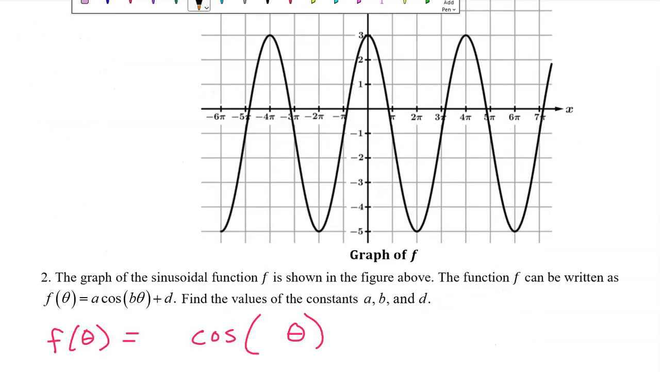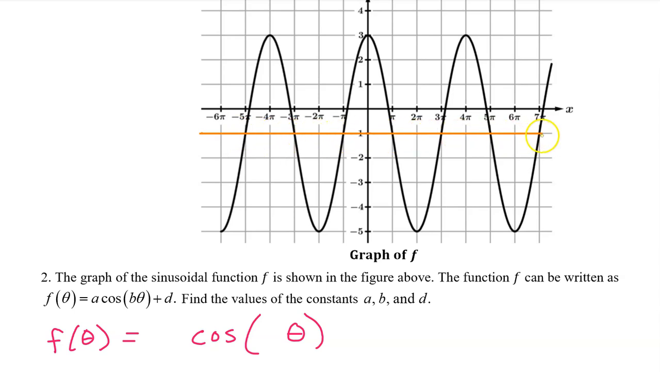Number 2, let's start by drawing the midline. Halfway between the highs and lows, the midline is right here at negative 1. We notice that once again, there is no c value, or you can say that c is equal to 0. That means there is no phase shift, which means that one period of f will begin right here at 0. This is a right side up cosine function, so the a value will be positive. Specifically, the a value will equal the amplitude, which is 4.